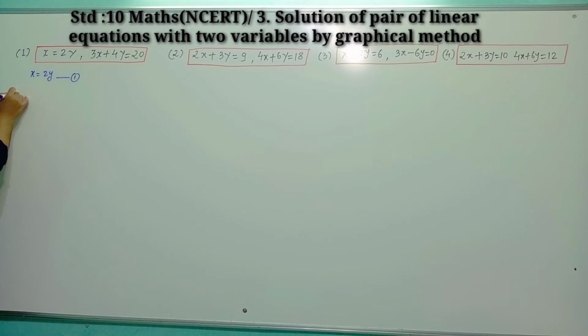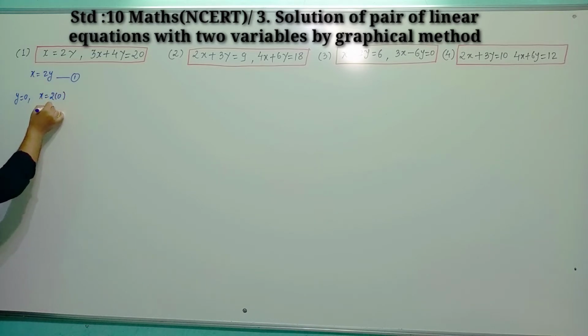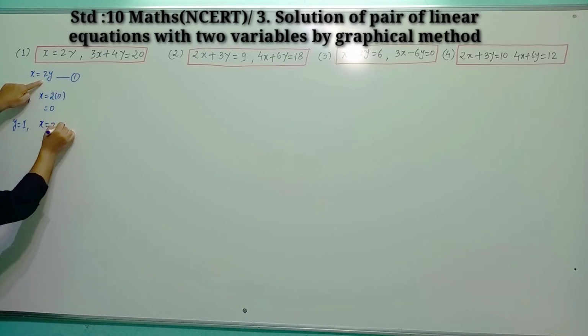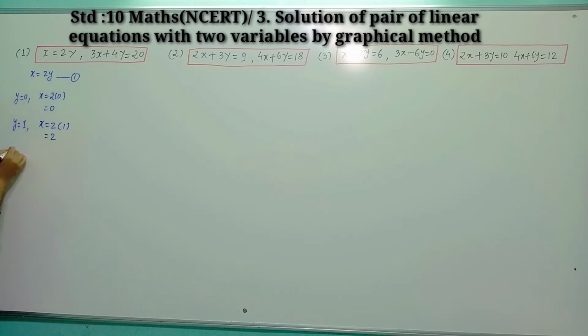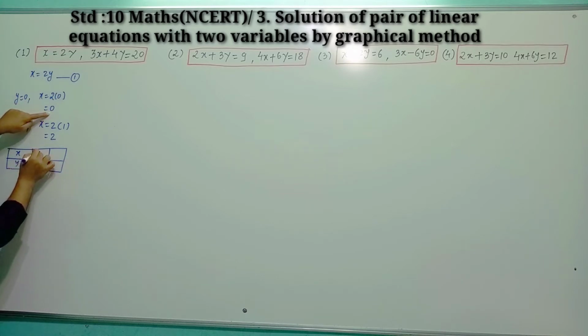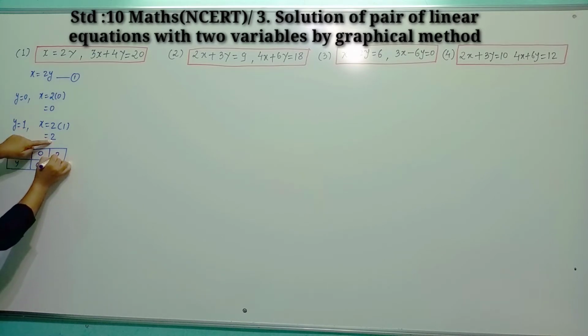Okay students, consider y is equal to 0. So we are getting x is equal to 2 into 0. So the value of x is what? 0. Similarly, considering y is equal to 1 over here, what about x? x will be 2 into 1, so we are getting 2. Students, now tabulating these values, x and y. What is the value of y over here? 0. You are getting what? x is 0. You have considered y is 1. The value of x is 2.